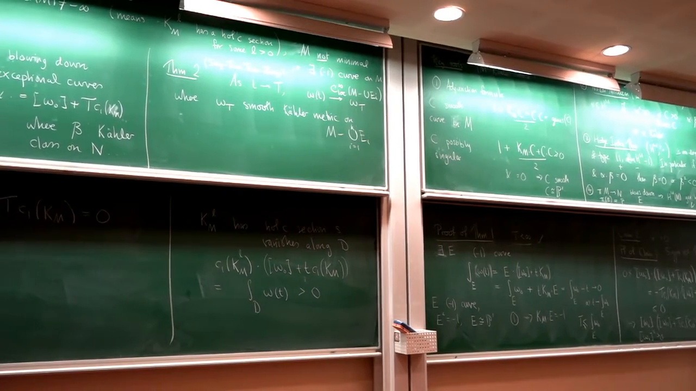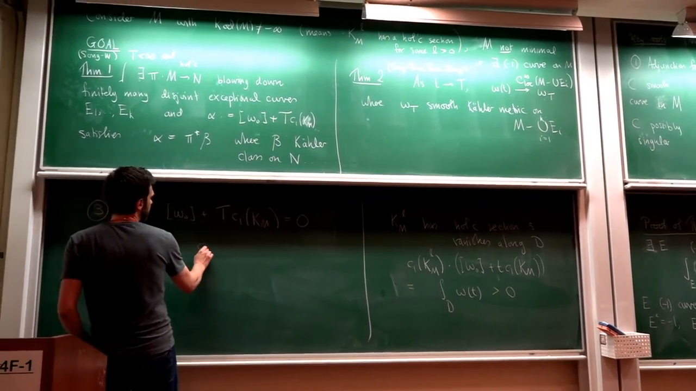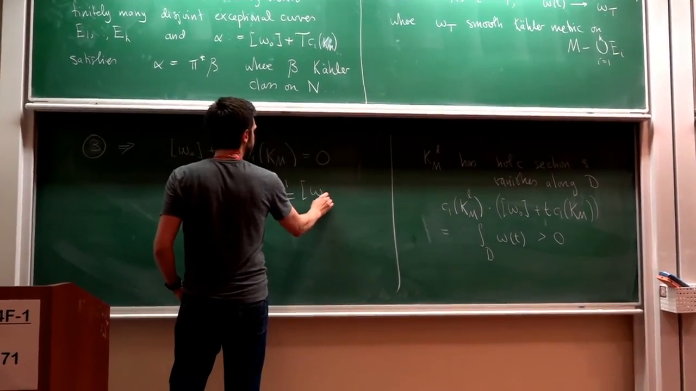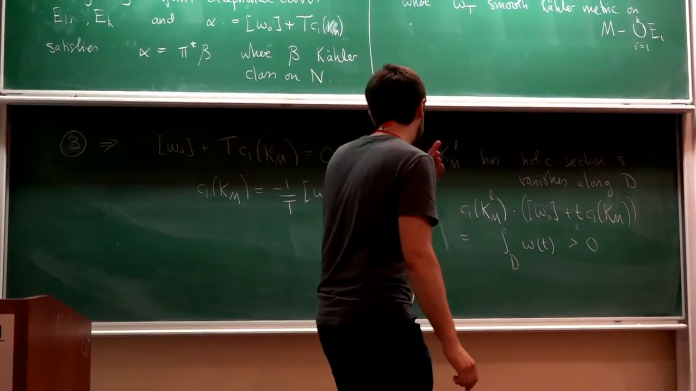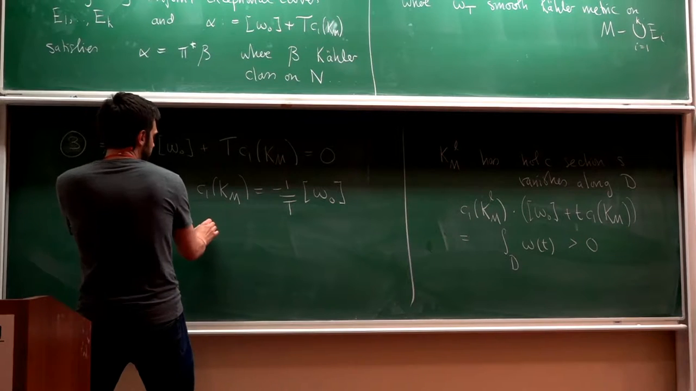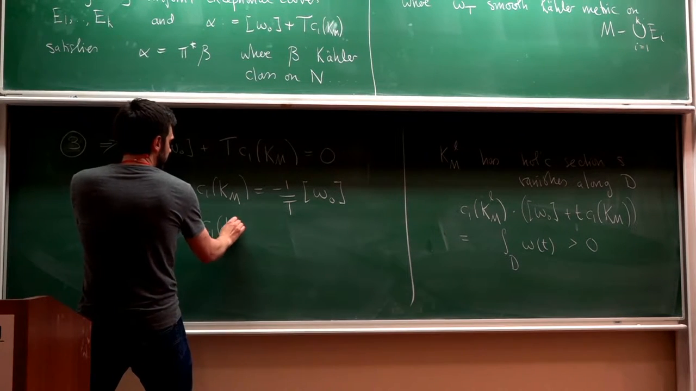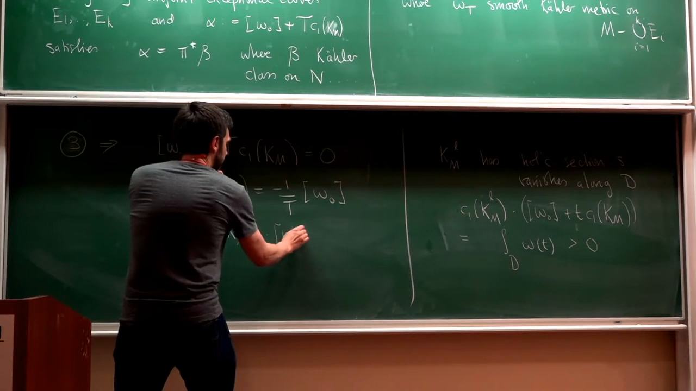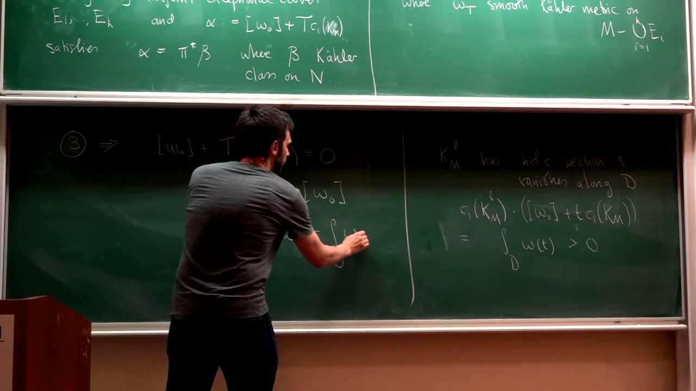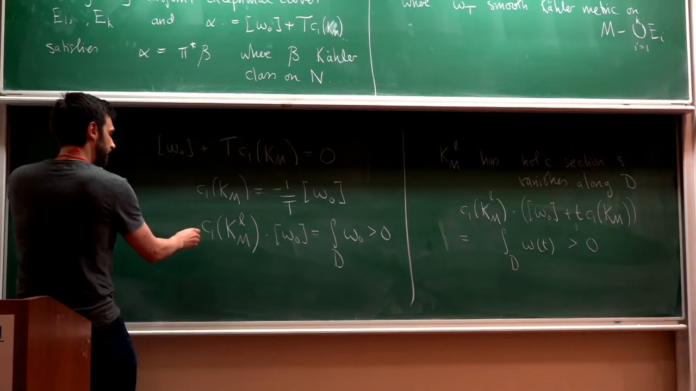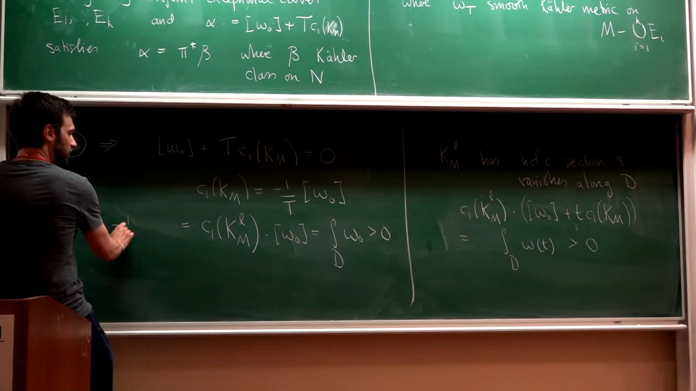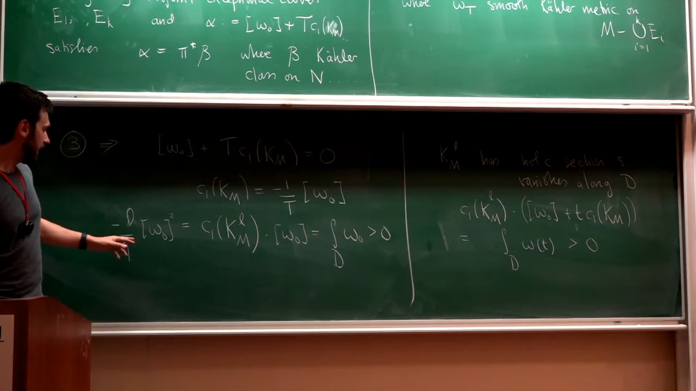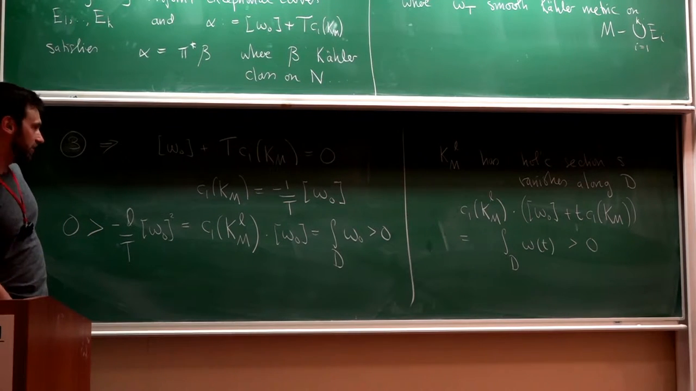But now you get a contradiction, because that says that c1 of K_M is minus 1 over T omega naught. But now you get the same argument as before, because if you take c1 of K_M to the L, and you dot with omega naught, that's just the integral over D of omega naught, which is positive. But then this is just minus 1 over T omega naught squared, times L, maybe. And that's obviously negative, so that's a contradiction.